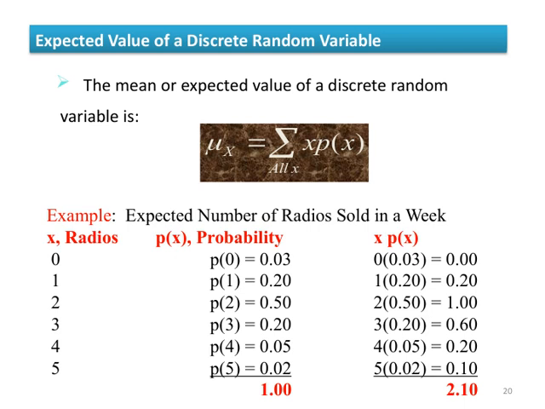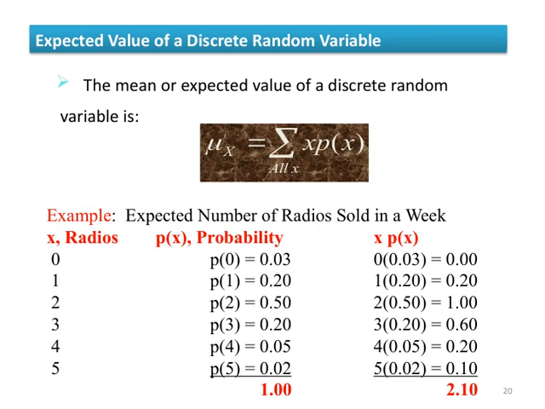Now, in this example, we're looking at the expected number of radios sold in a week. We've listed possible sales numbers, from 0 up to 5 radios, along with their associated probabilities. For instance, the probability that no radios are sold is 0.03, and the probability that one radio is sold is 0.2. To find the expected value, we multiply each possible outcome by its probability.